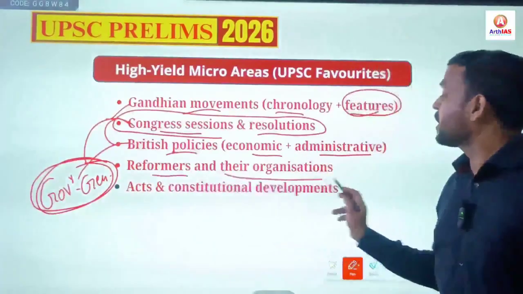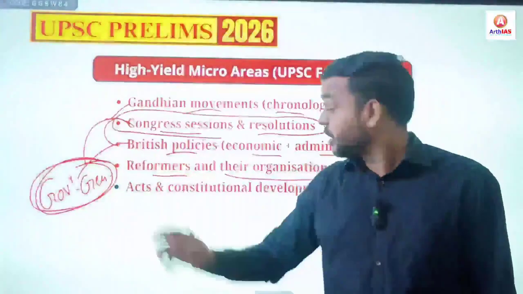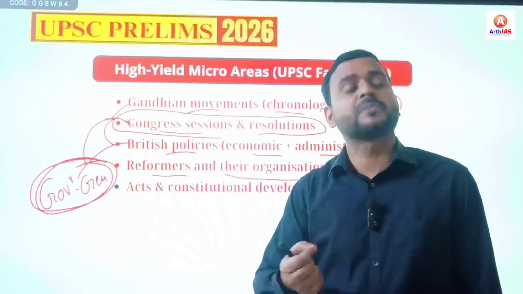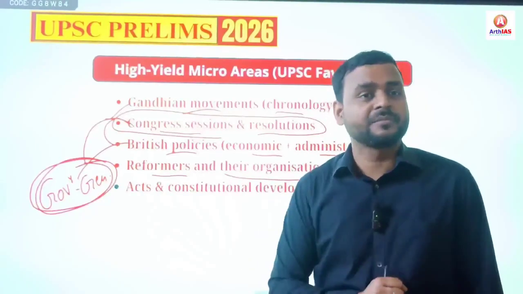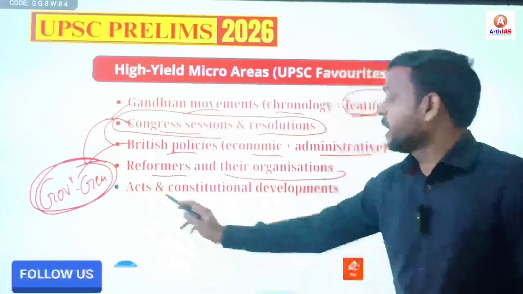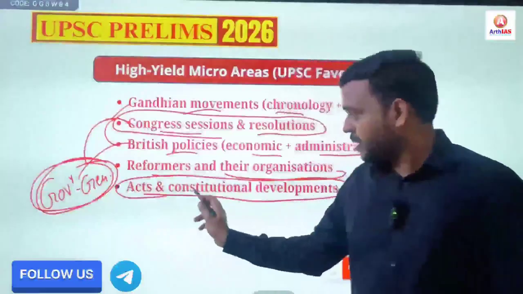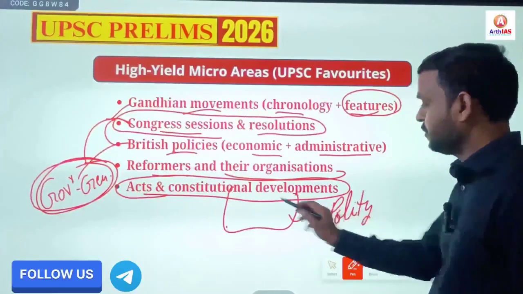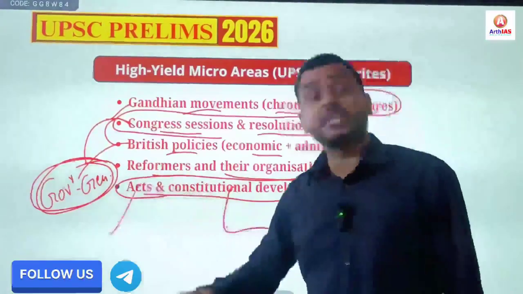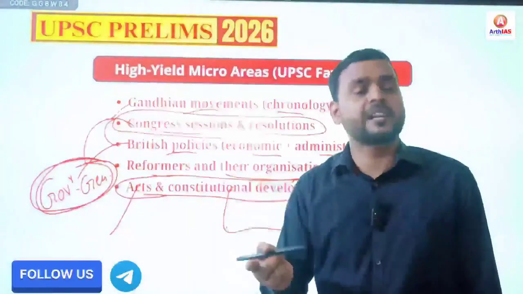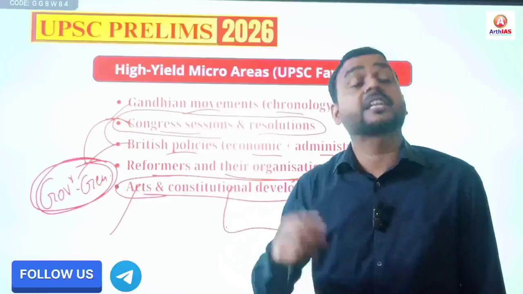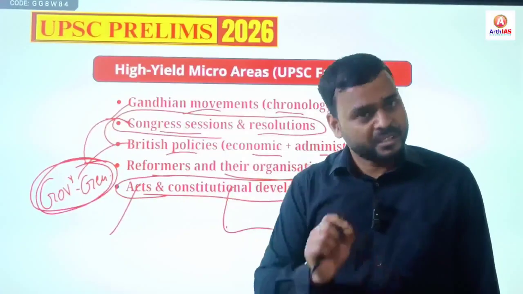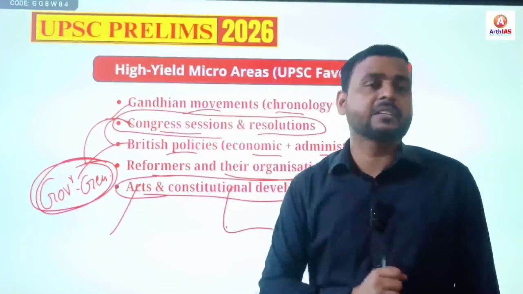Next is reformers and their organizations. Always very important. Mostly socio-religious reforms, education related reforms, Arya Samaj, Brahma Samaj, Ishwar Chandra Vidyasagar, very important. Acts and constitutional development, and these topics, right? And mostly constitutional development overlaps with polity, right? Acts are very important. Certain acts, right? Regulating Act, press acts, right? Other acts like the minimum marriage age act, right? So that is very important. Sharda Act, very important.